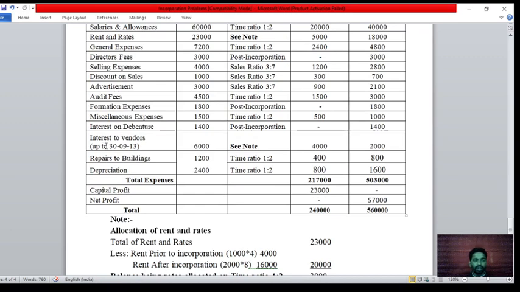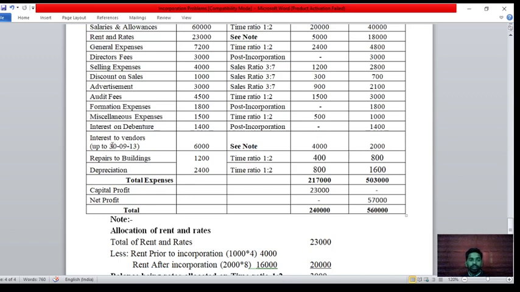Next, interest to vendor up to 30 September 2013, 6,000. Just see here, this financial year starts from 1st April 2013 and ends on 31st March 2014. From 1st April to September there are 6 months, and the amount is 6,000, which means each month is rupees 1,000. For the prior period, how many months are there? 4 months. 4 months into 1,000 will be 4,000 for the pre-incorporation, and the remaining 2 months, August and September, are the post period. So 2 into 1,000 will be 2,000.